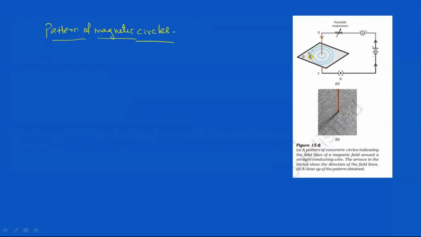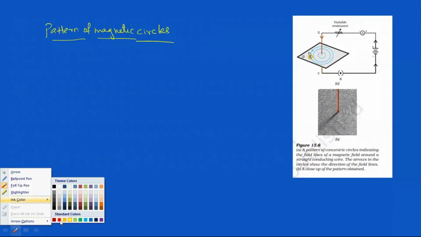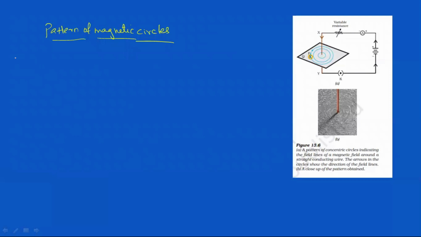this is connected to an electric current carrying conductor. When the resistance is zero, the current is maximum. When the resistance is maximum, the current is least. So I am connecting XY, a current carrying copper conductor, on a magnetic paper.